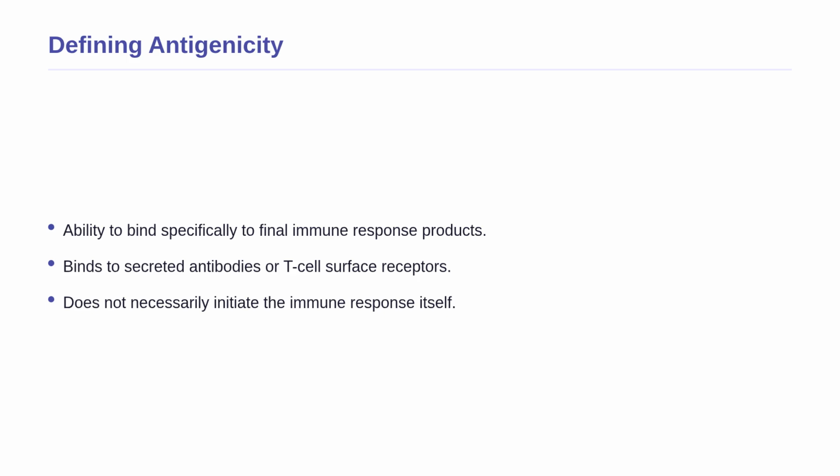Moving on from the initiation phase, we must understand what happens after the immune system has deployed its weapons. This brings us to antigenicity. Antigenicity is the ability of a substance to bind specifically to the final products of an immune response. These products are typically secreted antibodies floating in your blood or specific surface receptors on T cells. Notice the crucial difference here. Antigenicity is purely about binding, not triggering.